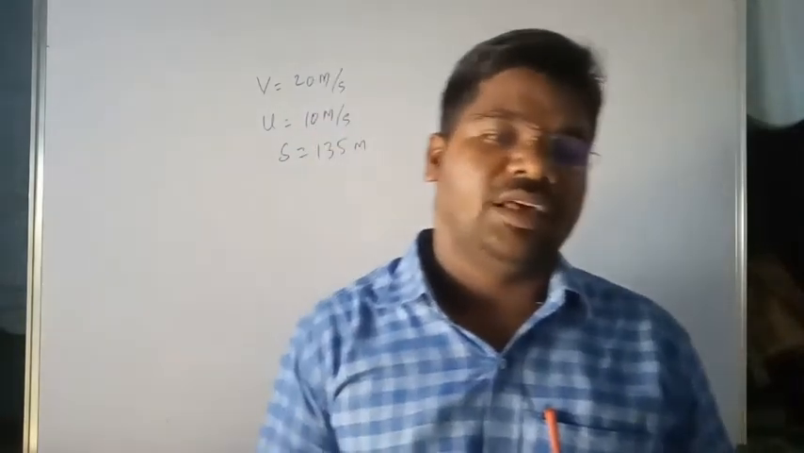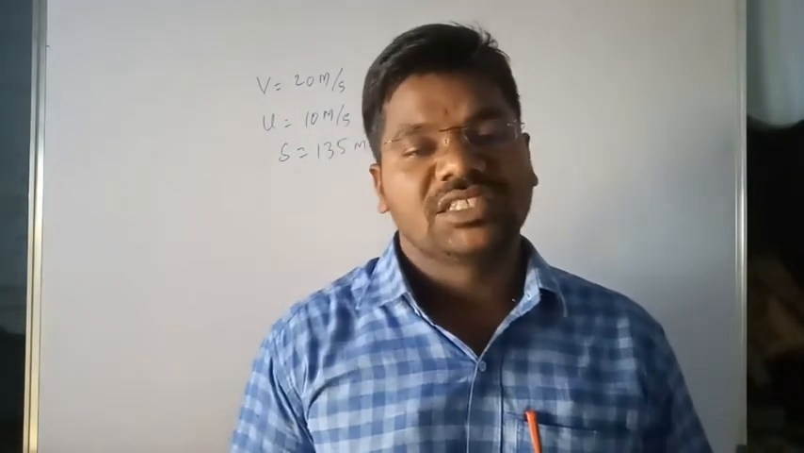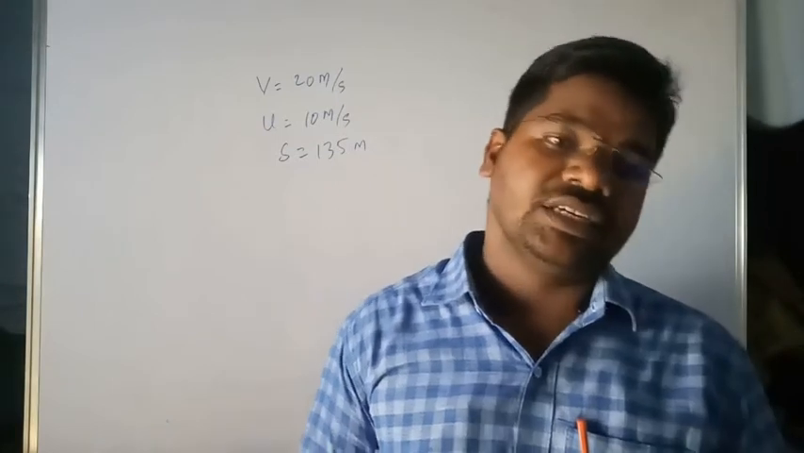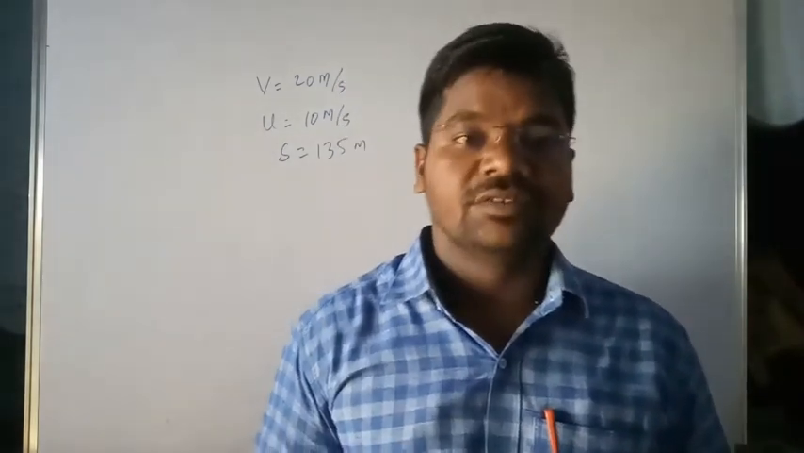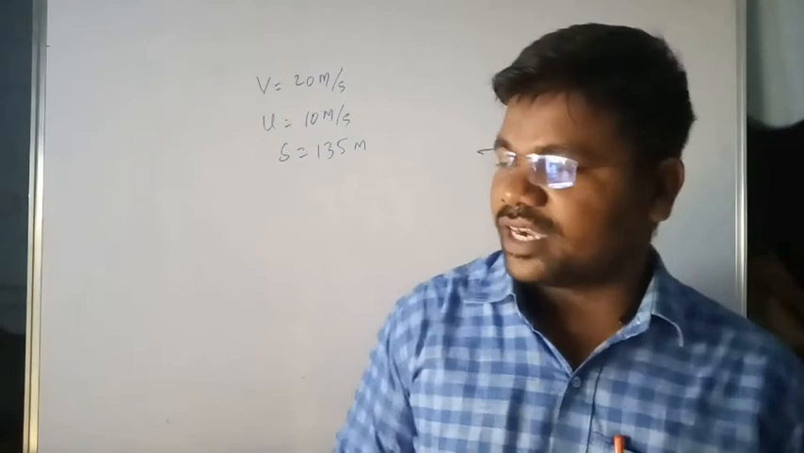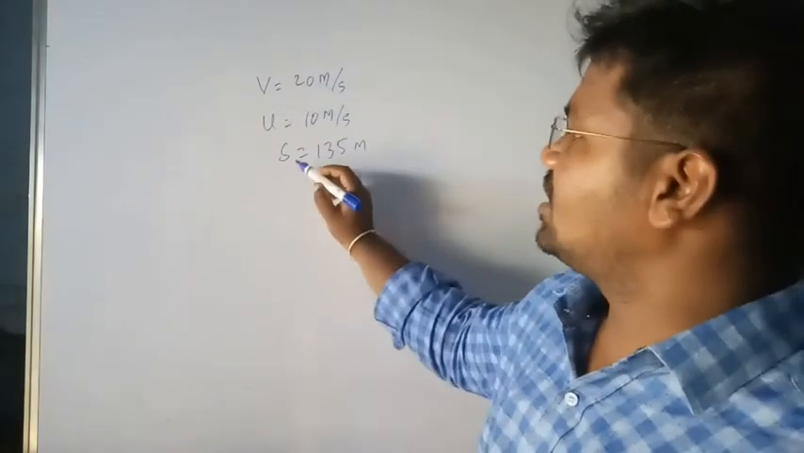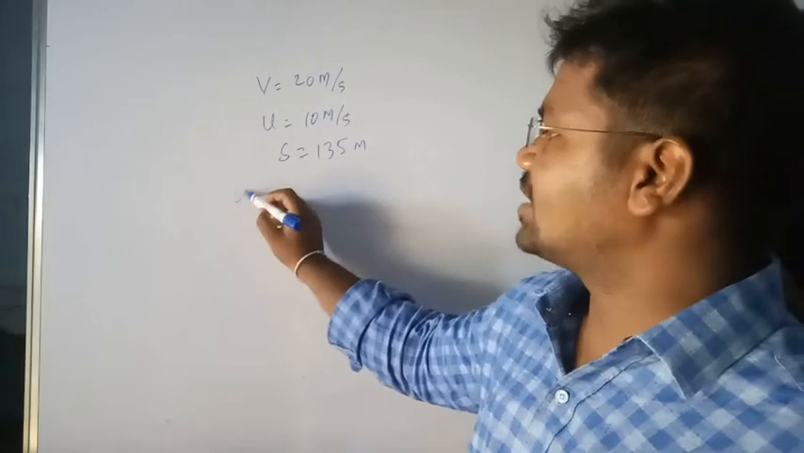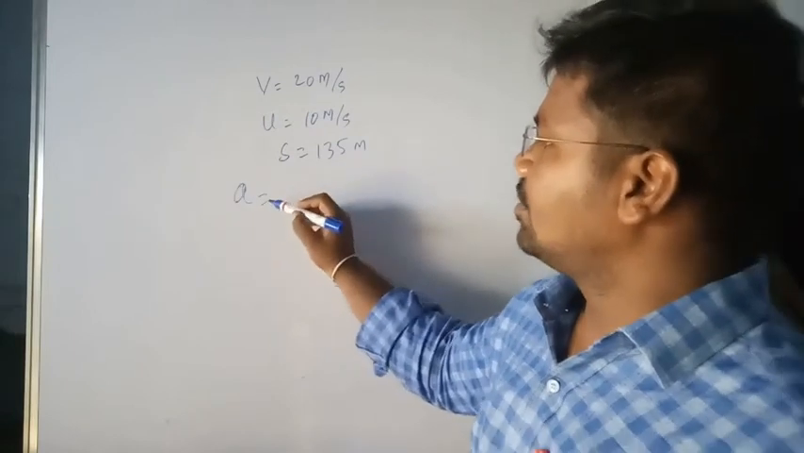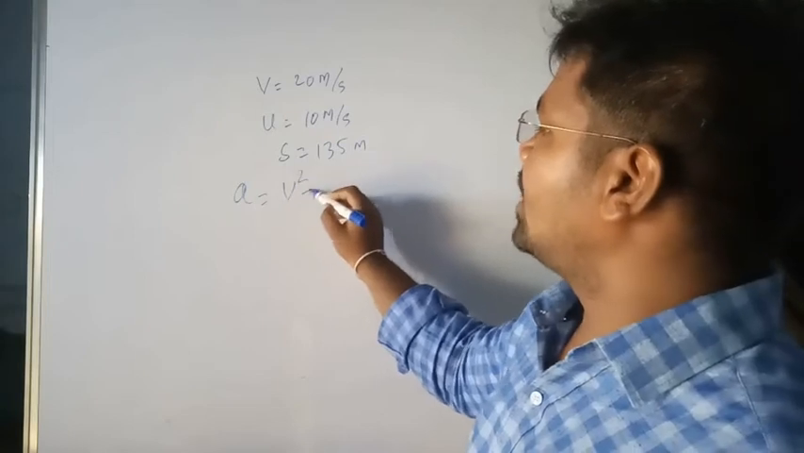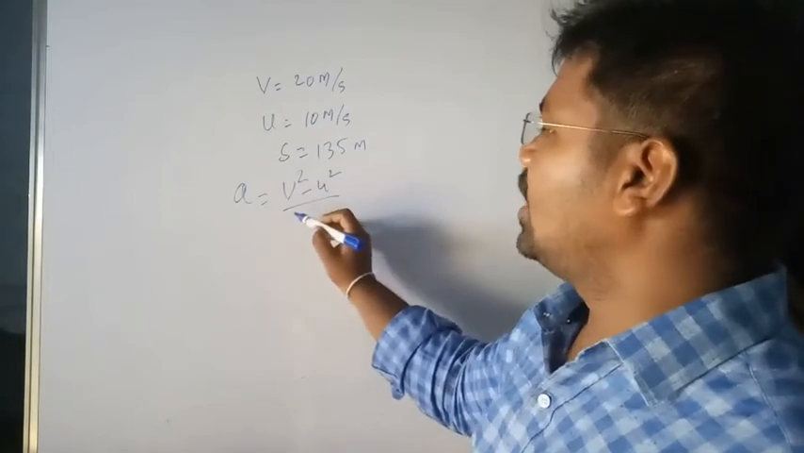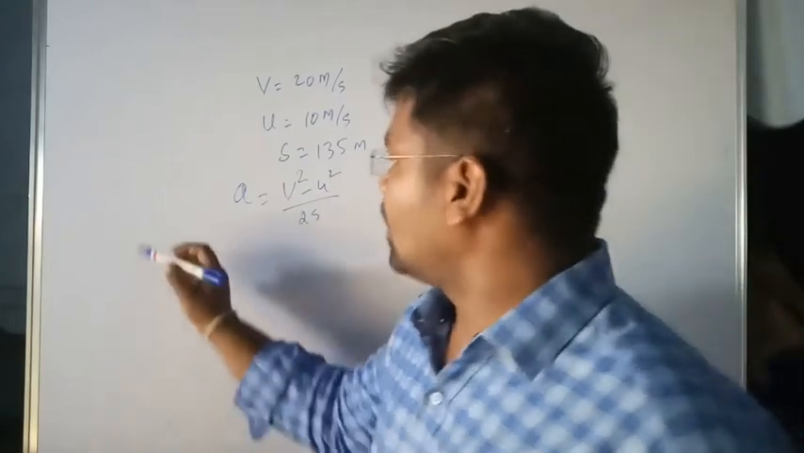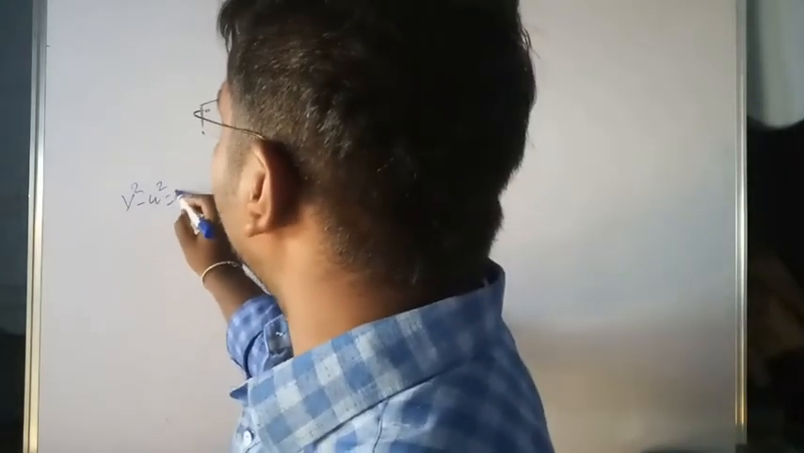Coming to the next problem, in this problem they have given initial velocity 10 meter per second, final velocity 20 meter per second. The total distance traveled is 135 meters. Okay, so in this case what we have to find is the total time taken by the body. So by using the final velocity, initial velocity, and total displacement, we have to find the acceleration. Acceleration means v square minus u square is equal to 2as.